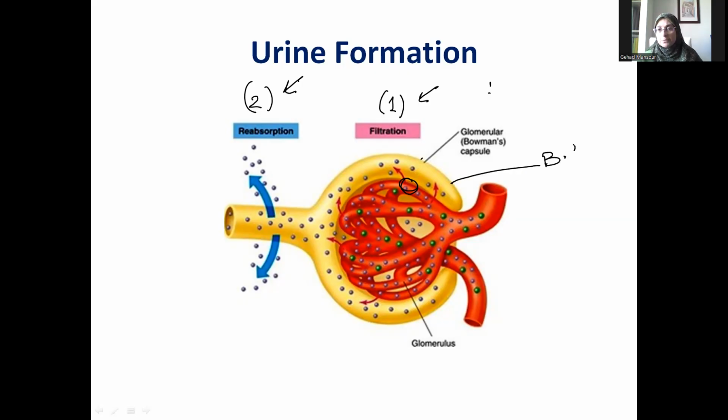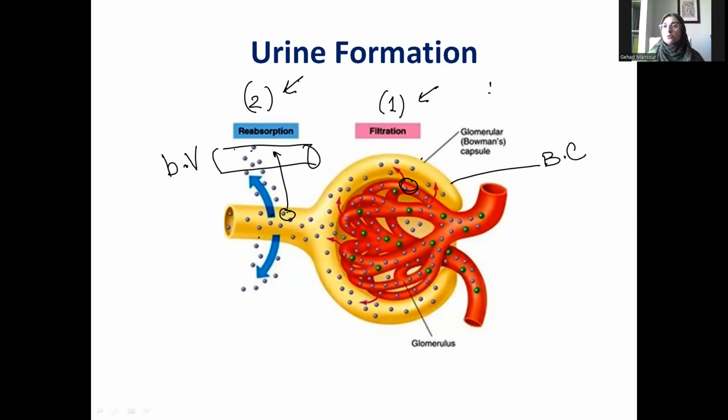You should know that this is Bowman's capsule. Whereas in reabsorption, you return the particles from the PCT here to something that you don't see on the diagram, which is the blood vessel. And I might ask you about reabsorption. So define reabsorption. Reabsorption is moving or transporting the filtered particles that are needed by the body from the lumen of the renal tubule back to the blood.